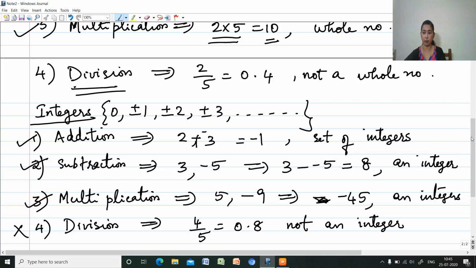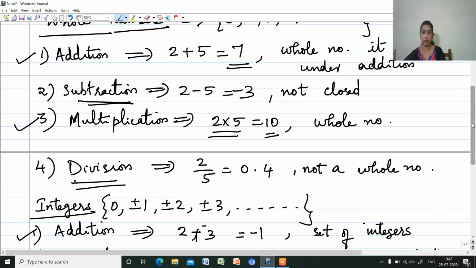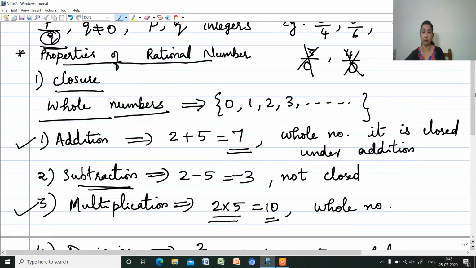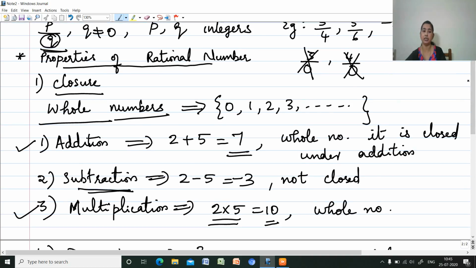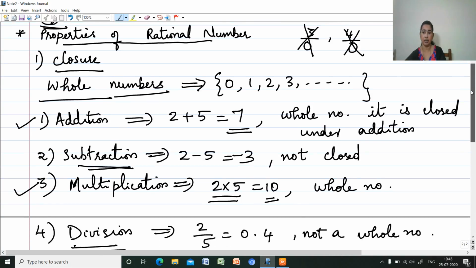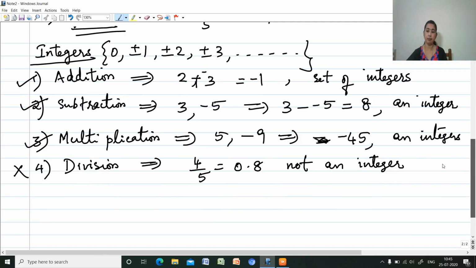So the first property which you learned here is the closure property, a property of rational numbers. Rational numbers are all the numbers of the form P by Q. So we are checking whether it is closed under addition, subtraction, multiplication and division for whole numbers and the set of integers. So next we'll move on to the second property.